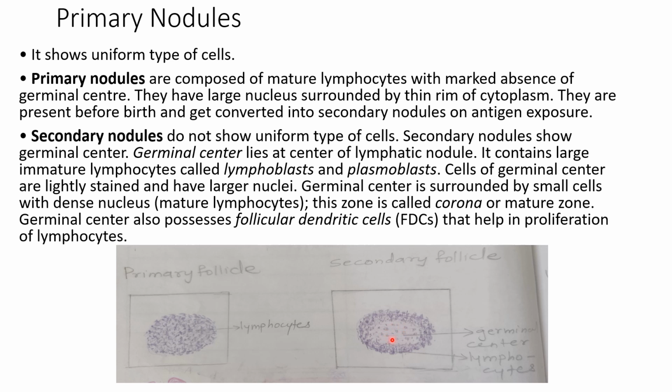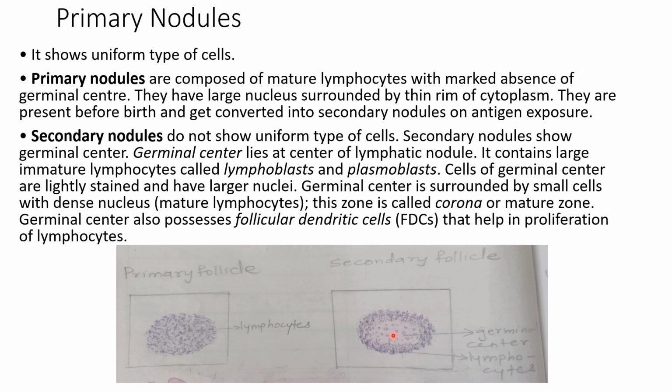So if you compare it with the primary follicle, you can see this is the pale staining area. It is stained with pink color, eosinophilic. So this is the germinal center. Germinal center lies in the center of the lymphatic nodule and it contains large immature lymphocytes known as lymphoblast and plasmablast. So in the germinal center we have immature lymphoblast or plasmablast, and the cells of the germinal center stain lightly. Here the nucleus is smaller compared to the cytoplasm and so it stains pink.